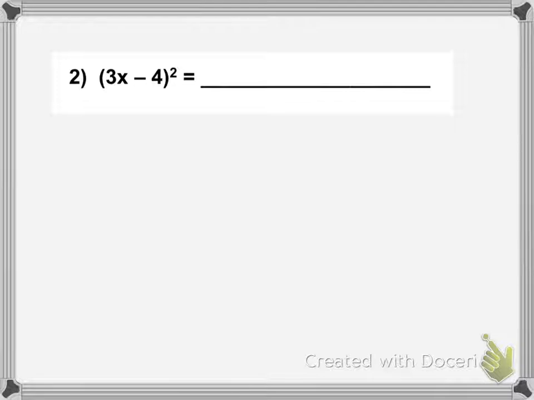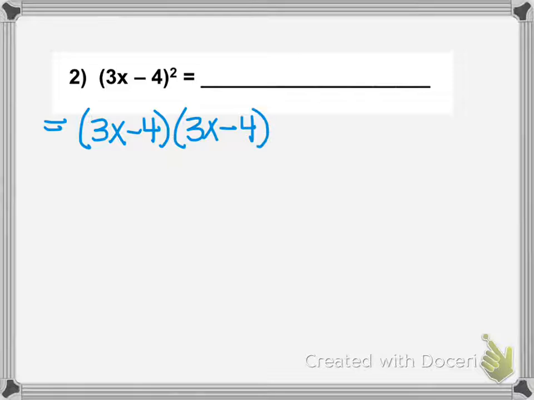Okay, this example doesn't quite look like two binomials being multiplied together. Basically, this is a binomial that's being squared. Well, when you square something, you multiply it by itself. So this literally means 3x minus 4 times 3x minus 4. So I'm going to expand it so that we can see the two binomials. It's kind of like they're hidden. This looks more like the first example.